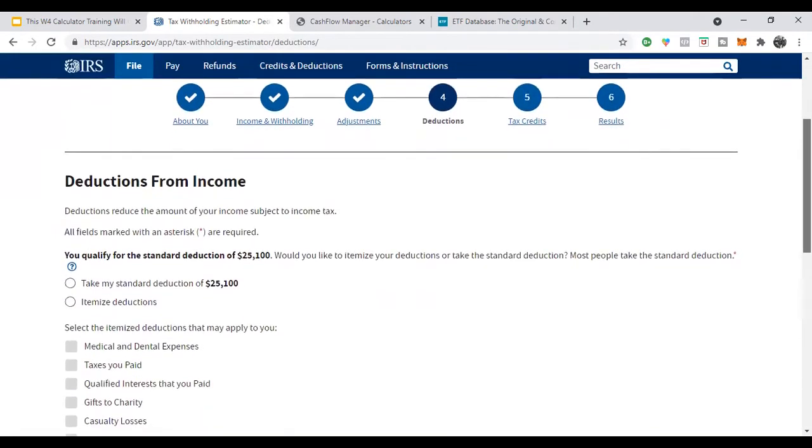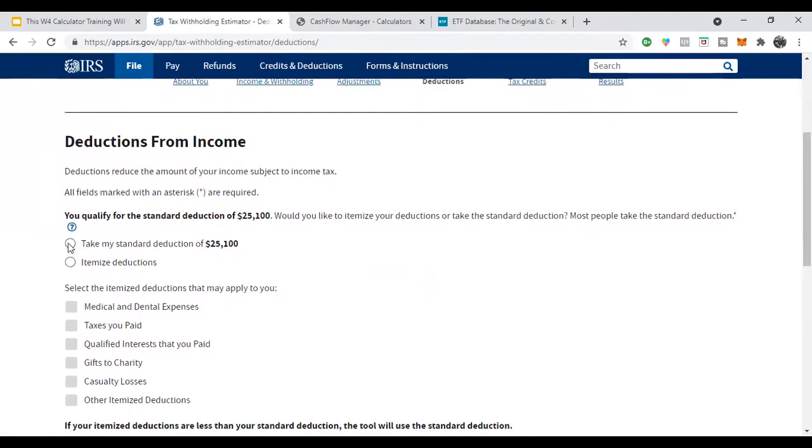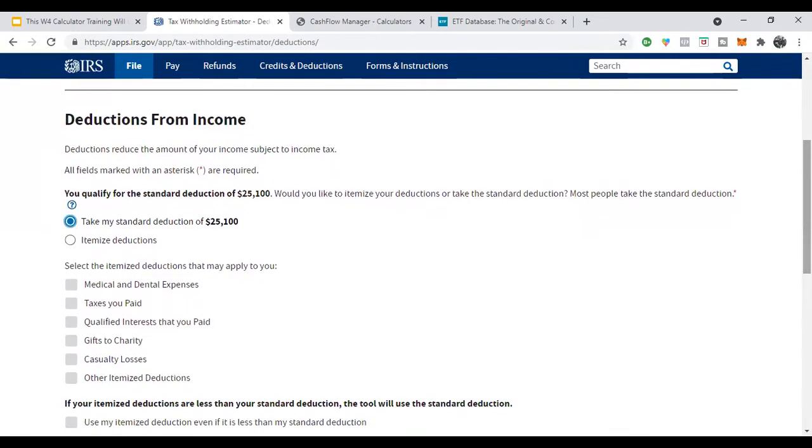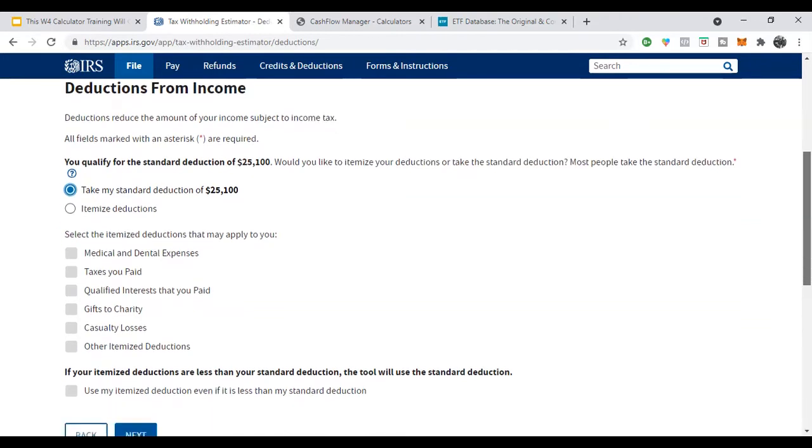All right, so next we have deductions from income. And it tells you deductions reduce the amount of your income subject to income tax. You qualify for the standard deduction. So y'all see that same thing popped up. The standard deduction, according to the numbers that we've put in thus far, is $25,100. You're only going to itemize if, this would be a good example, you had a small home-based business, like my econ, for example, and you have more than $25,000 in deductions. In this case, they are only working a job, so they're not going to itemize.